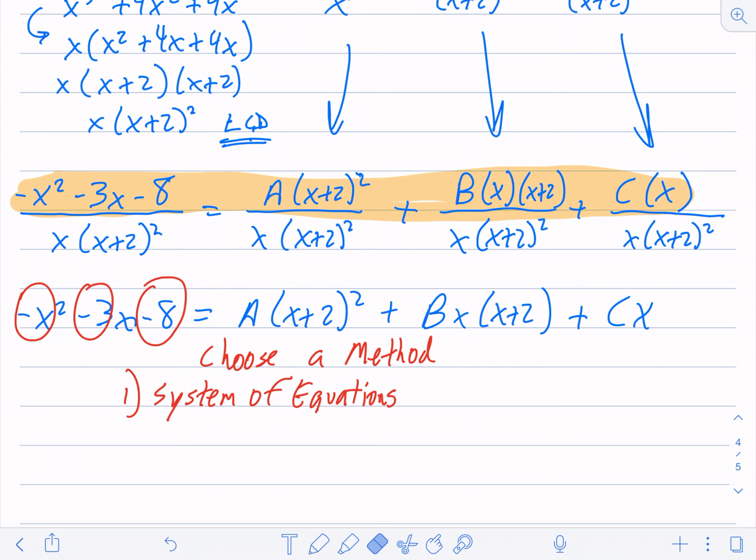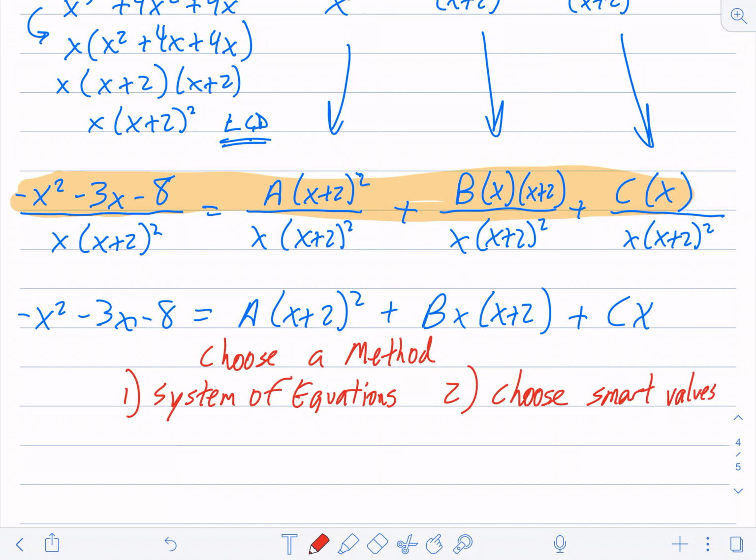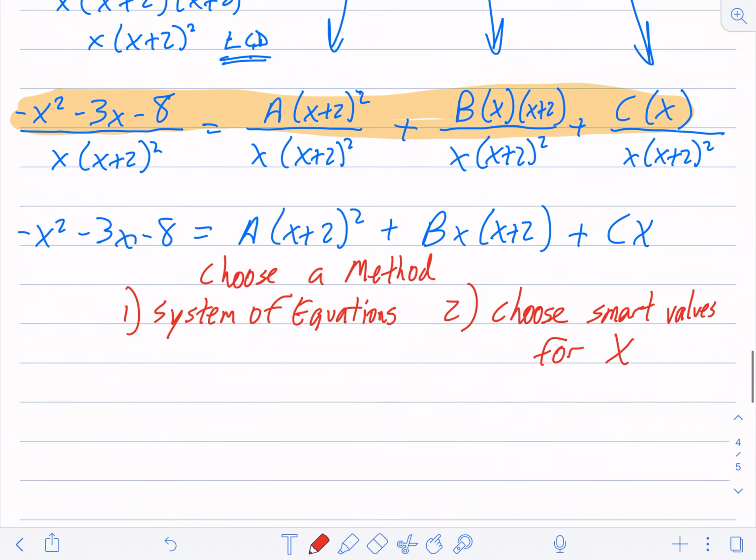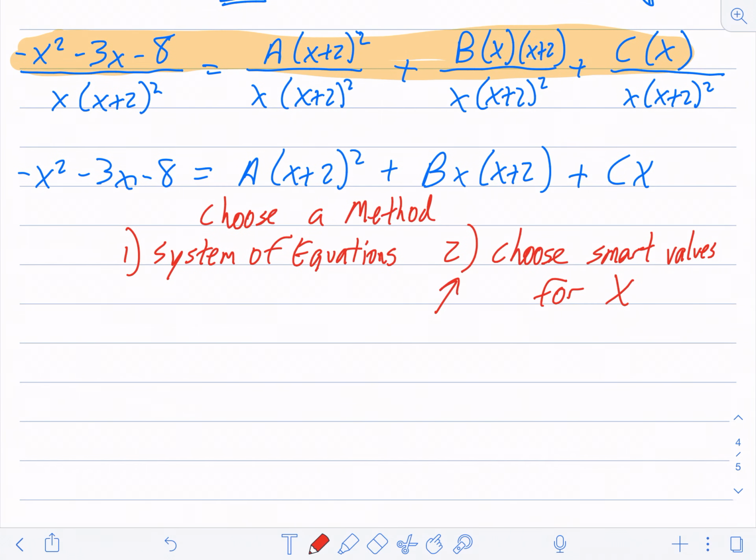The other method that we could use to solve for A, B, and C would be to choose smart values for x, right? And when I say by choosing smart values for x, I'm going to choose values of x that's going to eliminate some of my a's and b's and possibly c's so that I can solve just for one of the variables. And I could do that a few different ways, and that becomes a lot easier, and I can solve for my a, b, and c, and then I'll have my partial fraction decomposition. So I'm going to do that one. I'm going to choose method 2, where I'm going to choose different values for x.